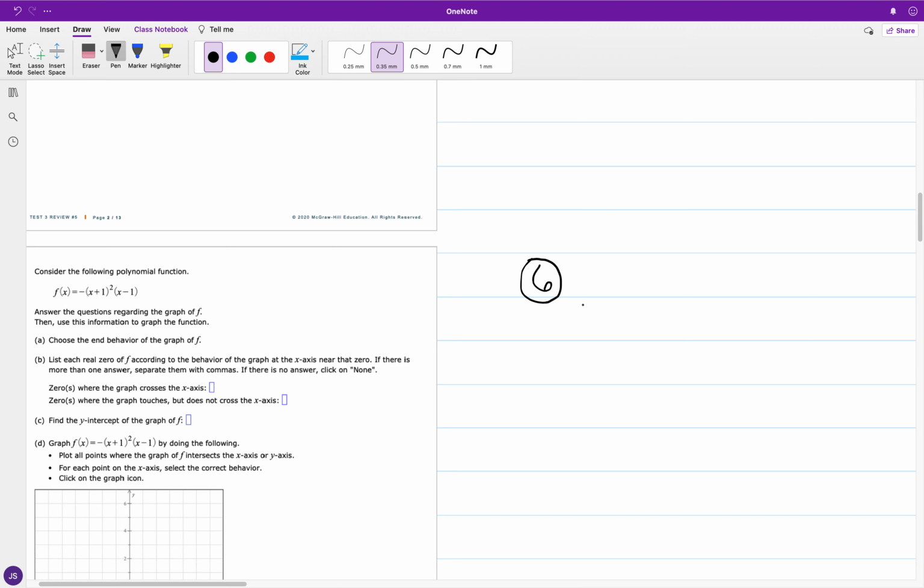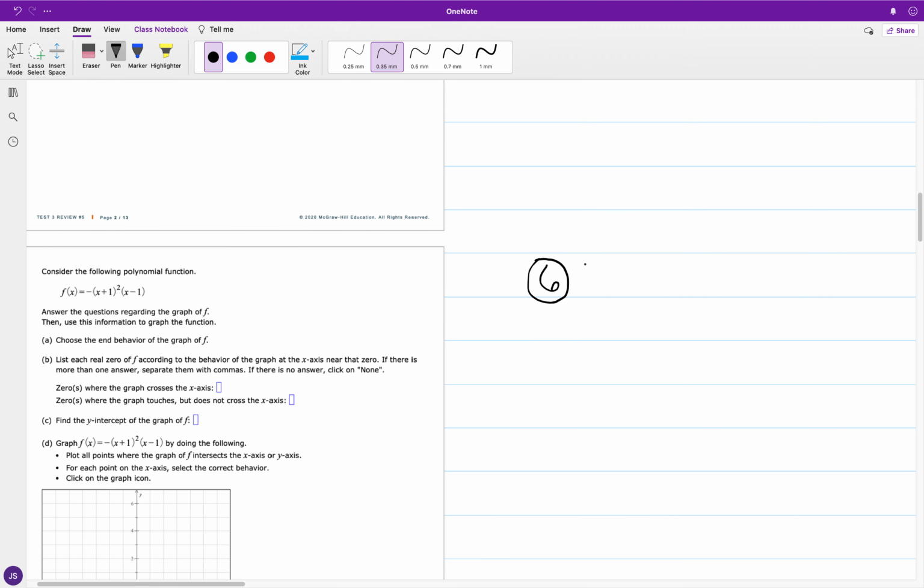And for what we have in the case of 6, we've got f of x is equal to the negative of the square of x plus 1, times the quantity of x minus 1. And it says to choose the end behavior of the graph of f.